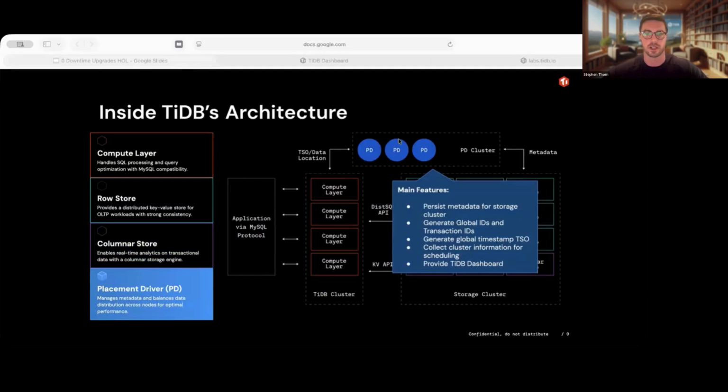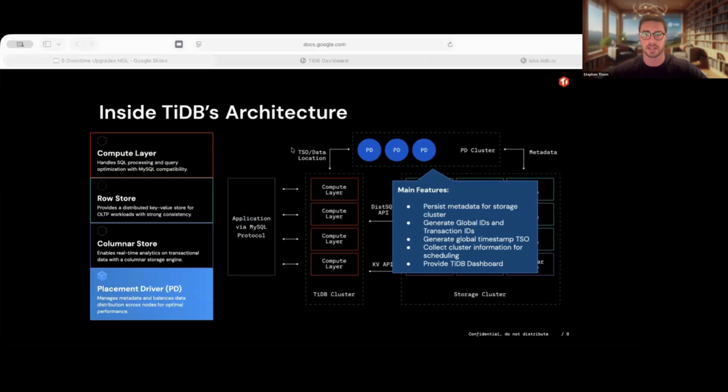PD stores the cluster's metadata and handles the global coordination. It's responsible for functions like allocating global timestamps for transactions, managing cluster configuration, and making decisions about data placement, such as balancing the load or handling failovers. In a production environment, there are going to be at least 3 PD nodes forming their own group for high availability. That's also scalable as well. Some of our customers will actually deploy with 5 PD nodes.